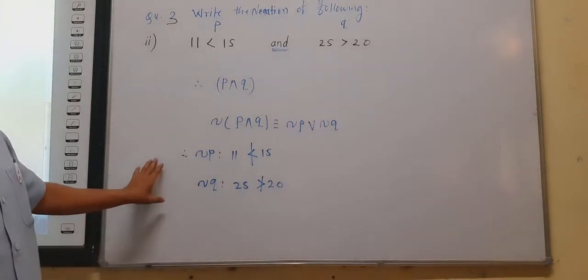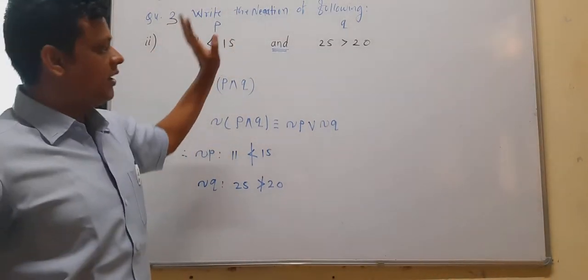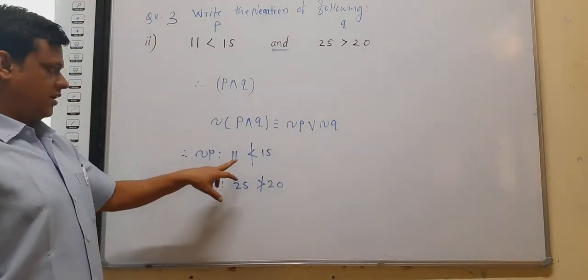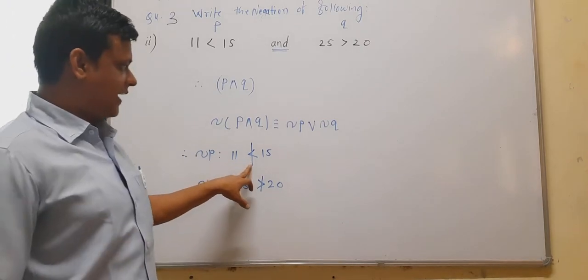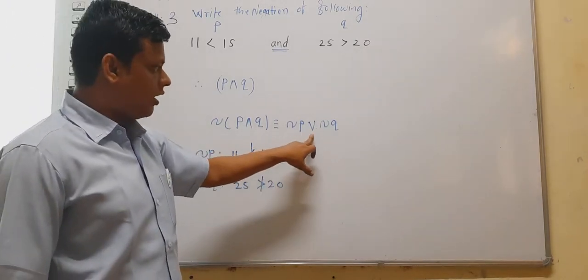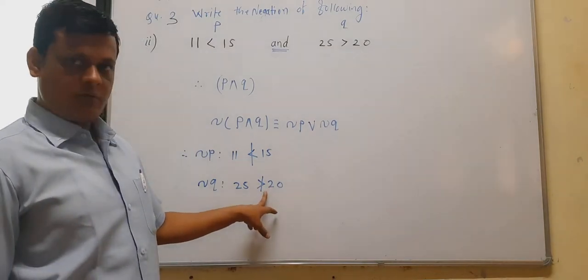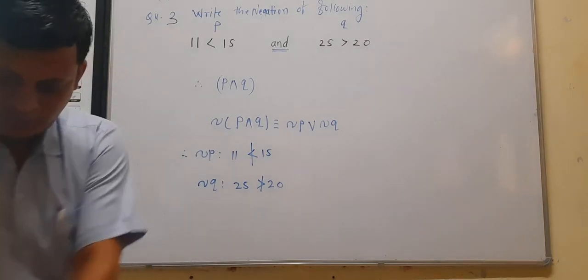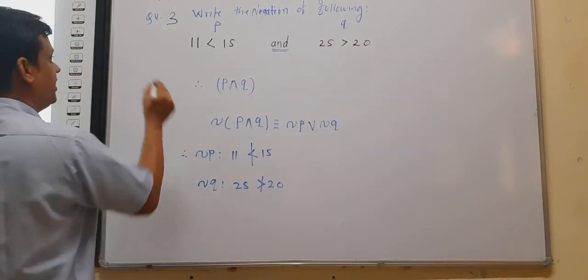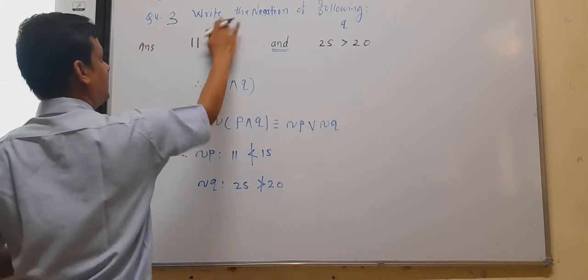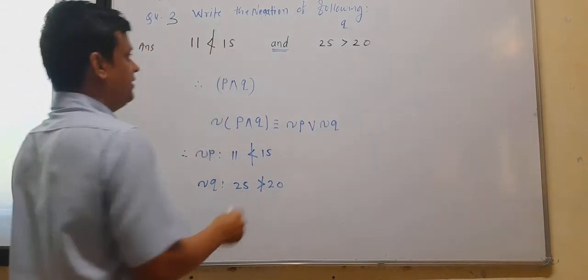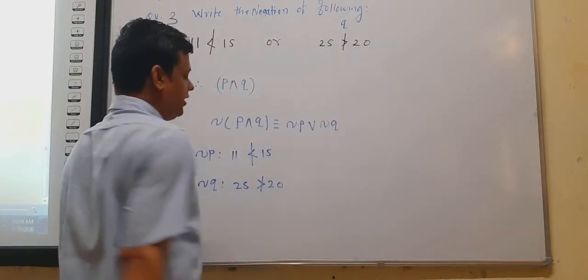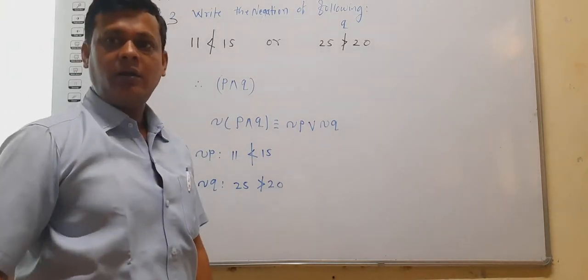Now we have to write this given compound statement in symbolic form. Negation of P or negation of Q means 11 not less than 15 or 25 not greater than 20. Therefore the symbolic form for its negation is: 11 not less than 15, and replaced by or, 25 not greater than 20. This is the negation for the given statement.